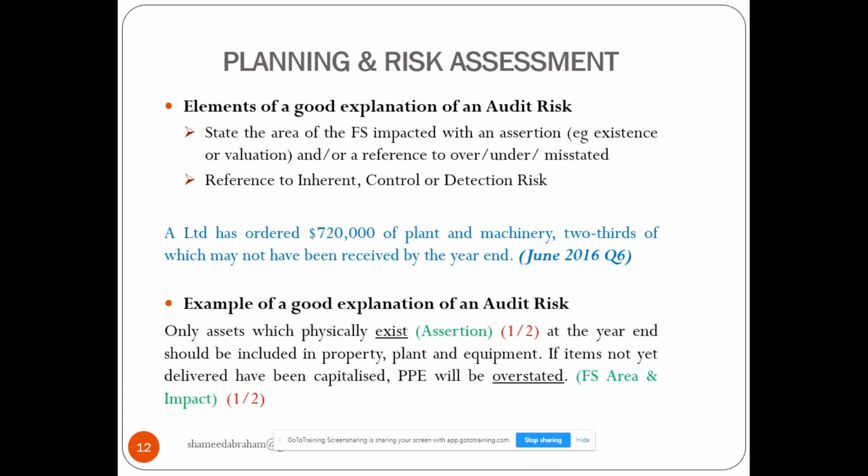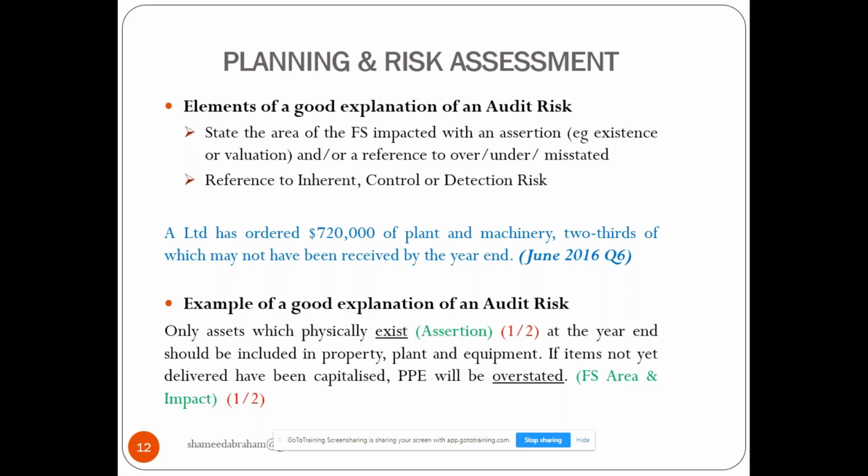The risk is if items are not yet delivered, have been capitalized. So the risk is that we have accounted for assets which are not physically existing. So if we've done that, I have to tell the marker now what is the financial statement impact: that property, plant, and equipment will be overstated. So it's a very simple explanation. What is the accounting issue? The issue is that only PPE that exists should be capitalized, and the risk is that if that was not done, then PPE will be overstated.